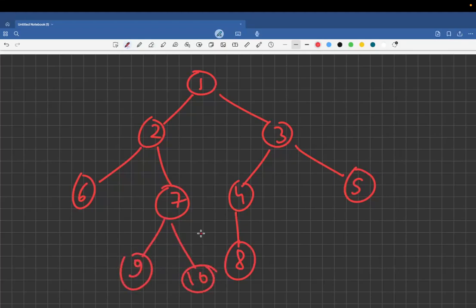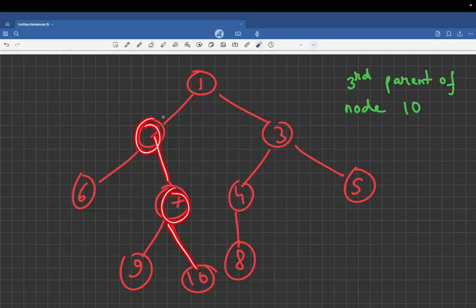Let's suppose I ask you, what is the third parent of node 10? This is the node 10 that I have, right? What is the third parent? The first parent is 7, second parent is 2, and third parent is 1. So the answer to this particular query will be 1. But how are we actually going to compute this?